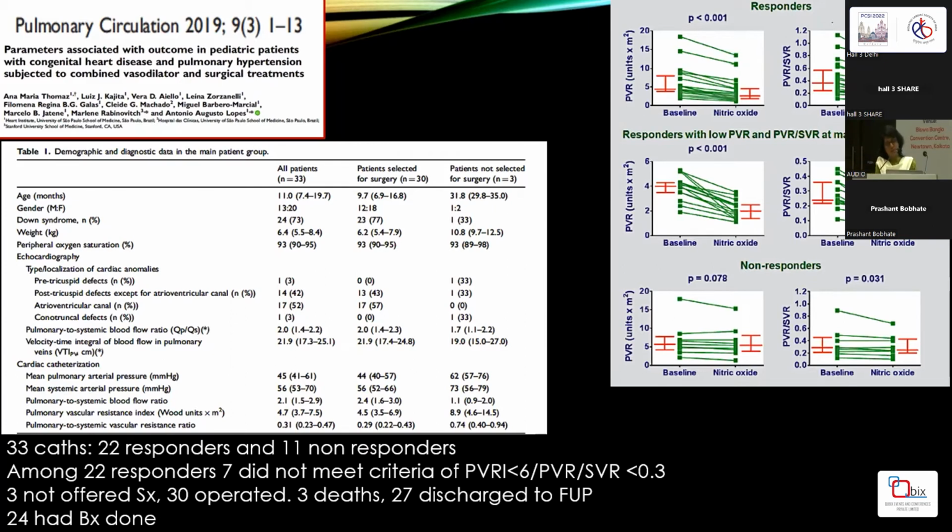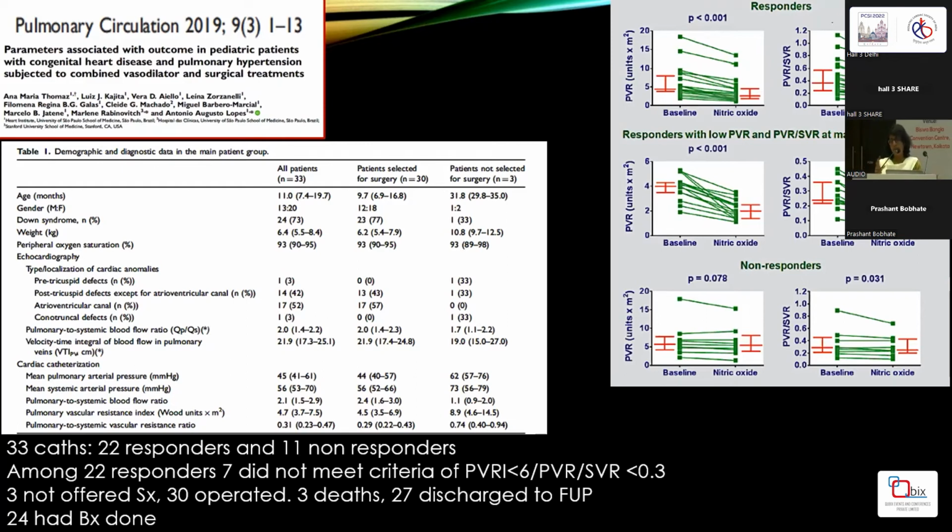There were 33 caths that were done. Of these, they declared 3 inoperable based on the data, and that was based on age. These were children with advanced age, and they had quite high baseline PVRI as well. The patients underwent not only cath data collection at baseline, but also with nitric oxide, which was given for about 10 minutes, and data was collected. They identified the so-called responders to nitric oxide, and these were 22 patients. So 11 of them did not respond.